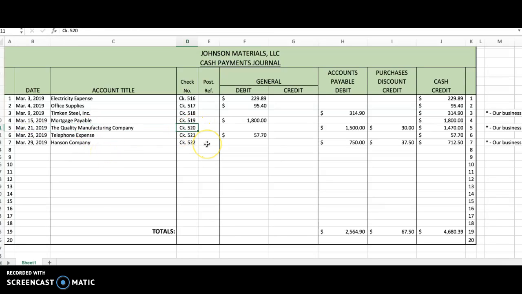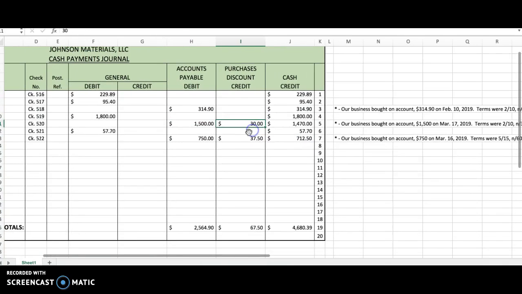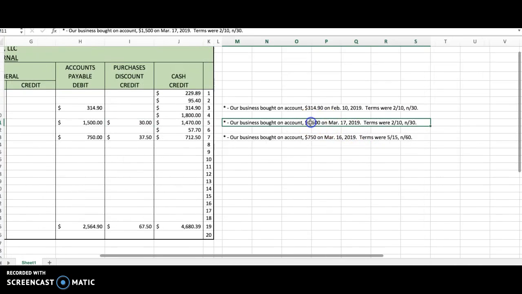We wrote a check for check number 520, and you see the accounts payable is debited by $1,500, and there's $30 now in this column, the purchases discount credit column. Let's take a look at the terms. Over here, again, if you go to the Quality Company's account in the accounts payable ledger, you'll find noted in their account that they offer us some discounts.